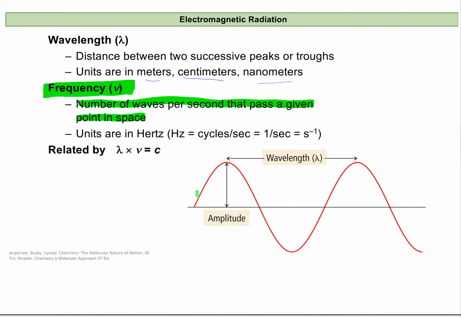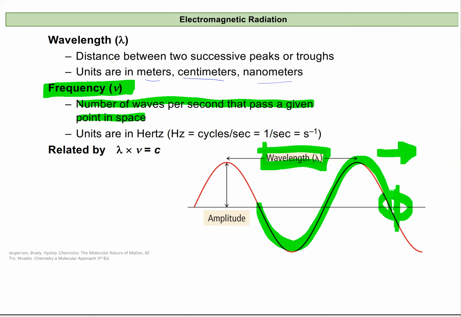So if I imagine a point in space here, and this wave is traveling this way, it's how many of these waves, so one wave like that, or one wavelength, will pass by this point in a given amount of time, usually in seconds. So our units for these are usually hertz, and a hertz is a cycle per second. We actually use just units of inverse seconds, or 1 divided by seconds. And a cycle is referring to one wave or one wavelength.